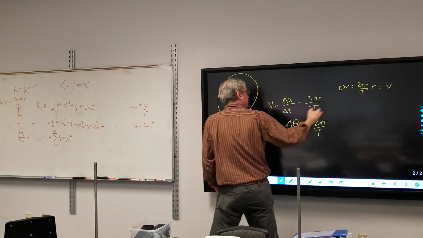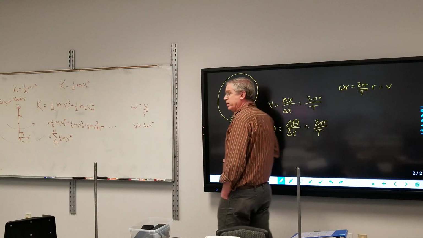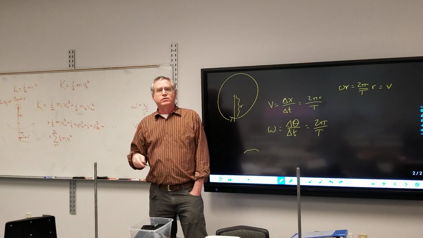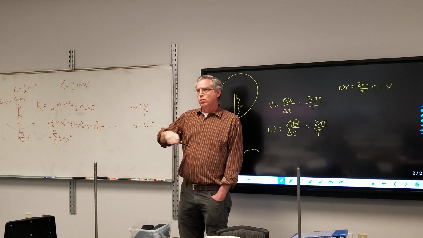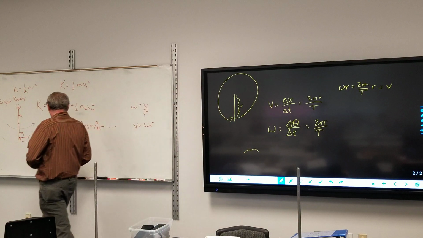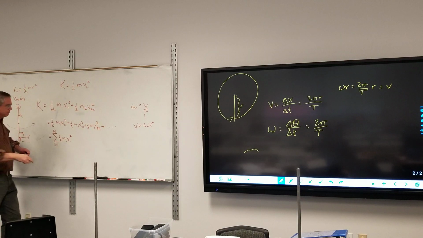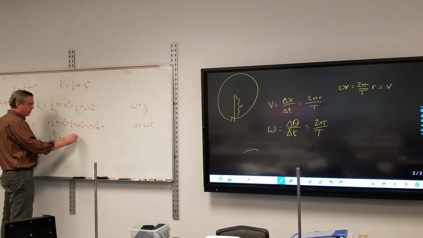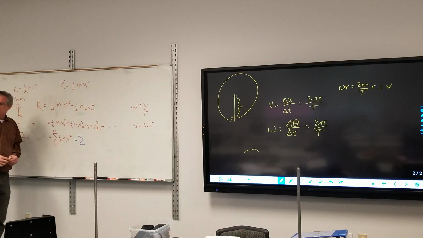So, what does big T stand for again? Period. For repetitive motion, it's the time it takes for one cycle of the repetitive motion to happen. And therefore, big T is how long it takes for one cycle of motion? Yes.